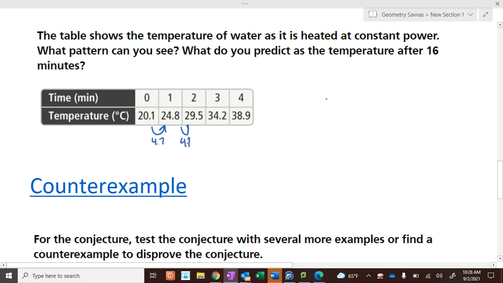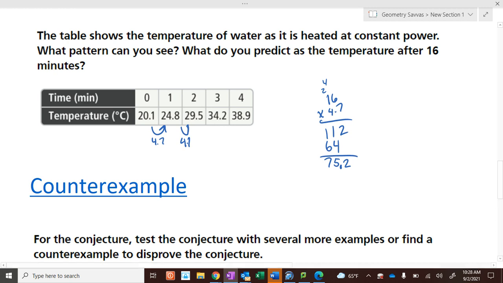So to get out to 16, what am I going to have to do? Take 16 times 4.7, because I'm having 16 temperature increases of 4.7 degrees. So if I multiply, 7 times 6 is 42, carry the 4. 7 times 1 is 7, plus 4 is 11. 4 times 6 is 24, carry the 2. 4 times 1 is 4, plus 2 is 6. We add them together, 2, 5, 7. Should be 75.2 degrees, right?